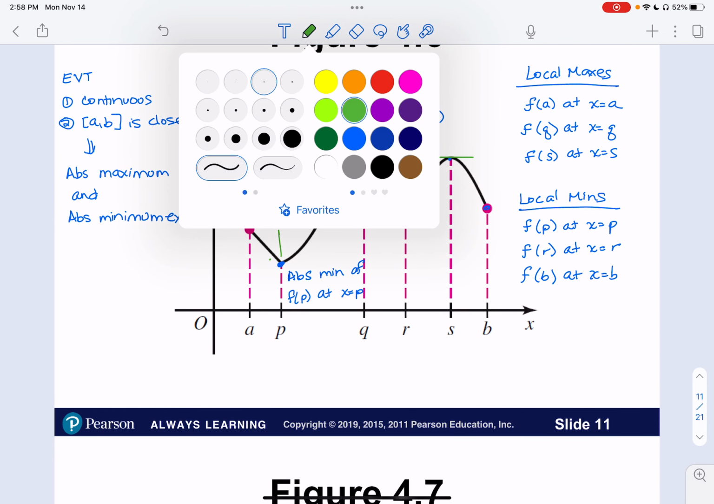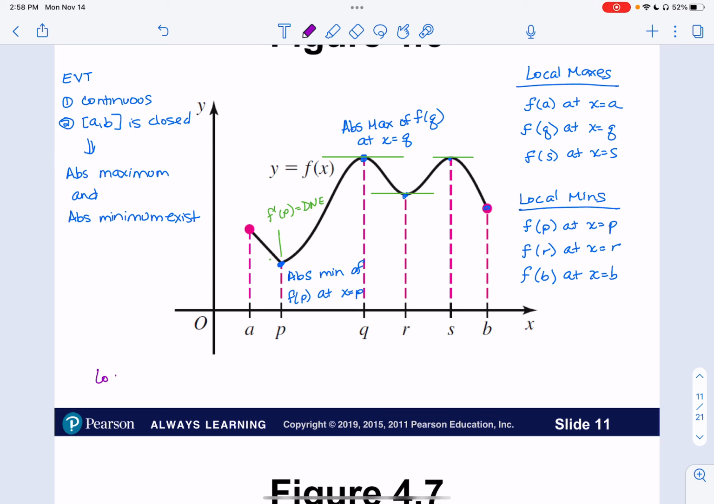So what we are actually seeing here is that the local maxes and minimums occur when, maybe this a little bit bigger, when f prime of x, for whatever x we're looking at, equals 0, or when f prime of x does not exist. Okay.